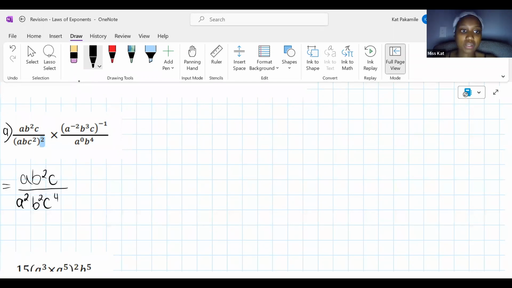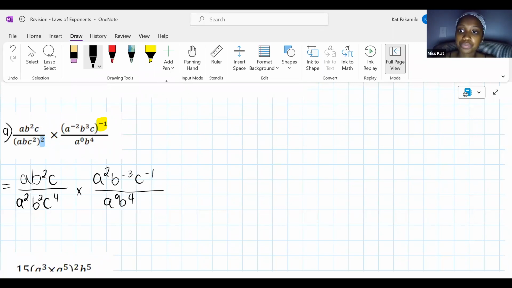Times. And then at the top there, I was going to say A to the power of +2, since a negative times a negative is positive. And then B to the power of -3, C to the power of -1, and then I was going to put it over A to the power of 0, B to the power of 4. There we go. Give me a next step.